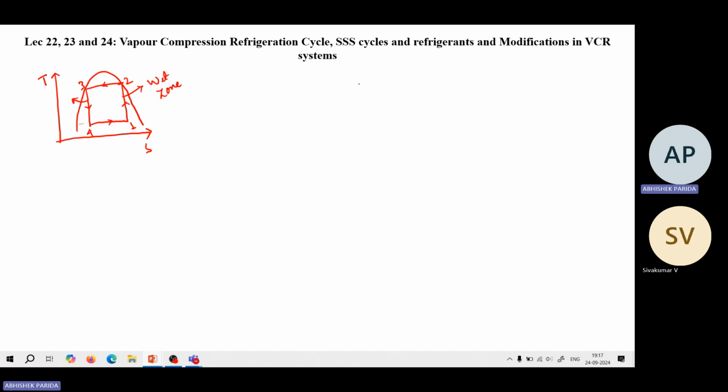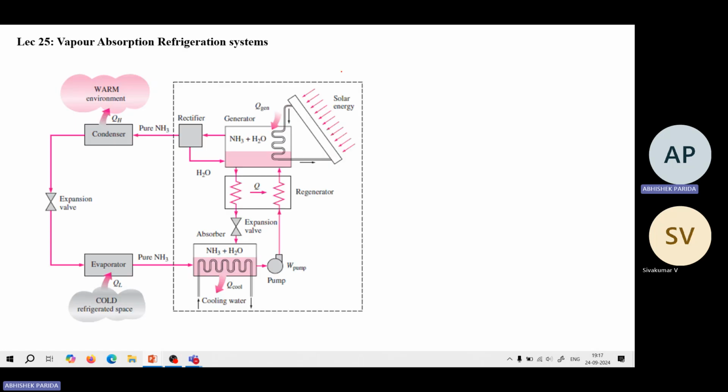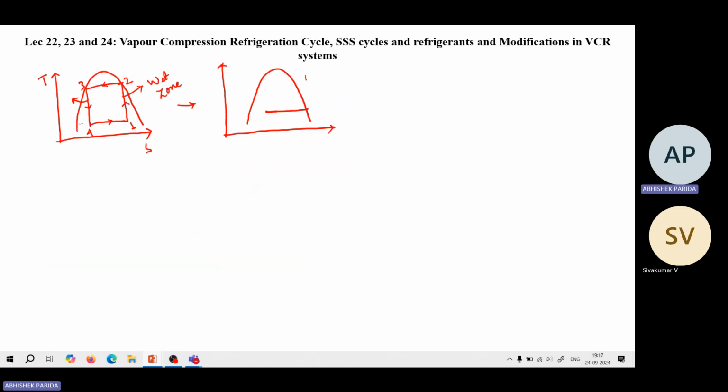So based on that, we shifted to a slight modification of this reverse Carnot cycle, and that is the vapor compression cycle, where what we did was, the evaporation in the evaporator, we extended it towards the saturated vapor line, and after that we did the compression, which is isentropic compression as previously.